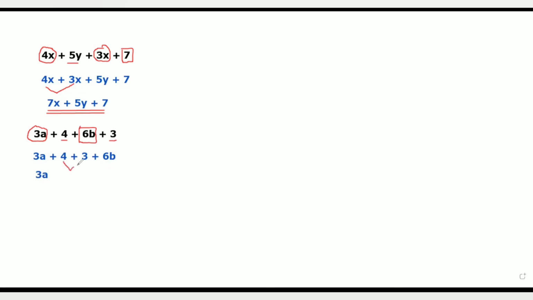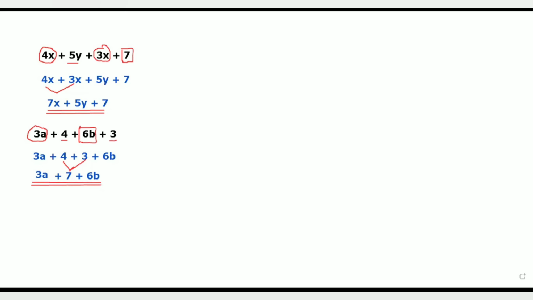These two are of the same kind. 4 and 3 are similar. So 4 plus 3 is plus 7. Right? Next b also has no friends. So 6b is also alone. There are 6 b's alone. There is no one else for it. So it will be 6b. So this is the simplified answer for this algebraic expression 3a plus 4 plus 6b plus 3.